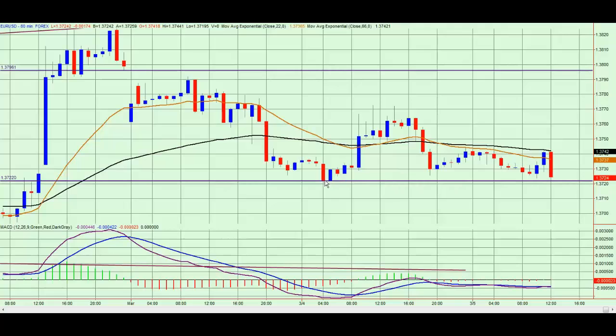Key thing is whether or not it's going to break this area of support at the 137.20, 137.22. It'd be good to see if that does hold or not. And once that is broken, we would then look to take pullbacks to the 137.20 to continue in the downtrend.